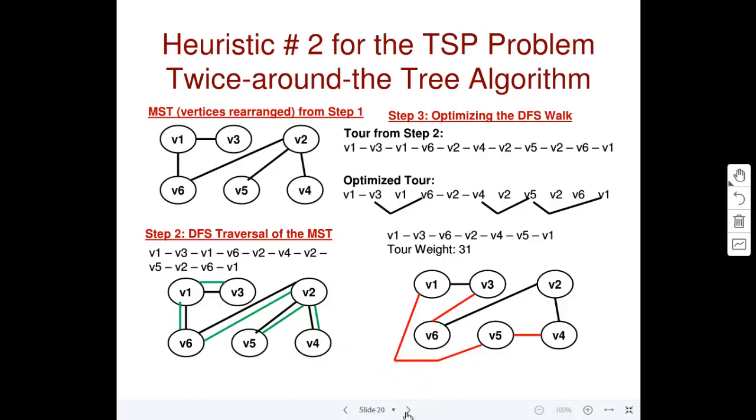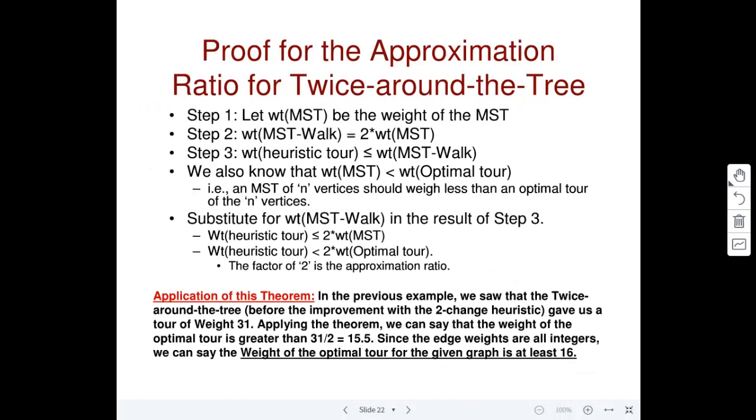And we know, as I said at the time, that the weight of this walk is simply going to be twice the weight of this minimum spanning tree, because we are basically visiting each edge twice. So at the end of the second step, what we found as the weight of this minimum spanning tree based walk, I call it the MST walk, is going to be twice the weight of the minimum spanning tree that we found from the first step.